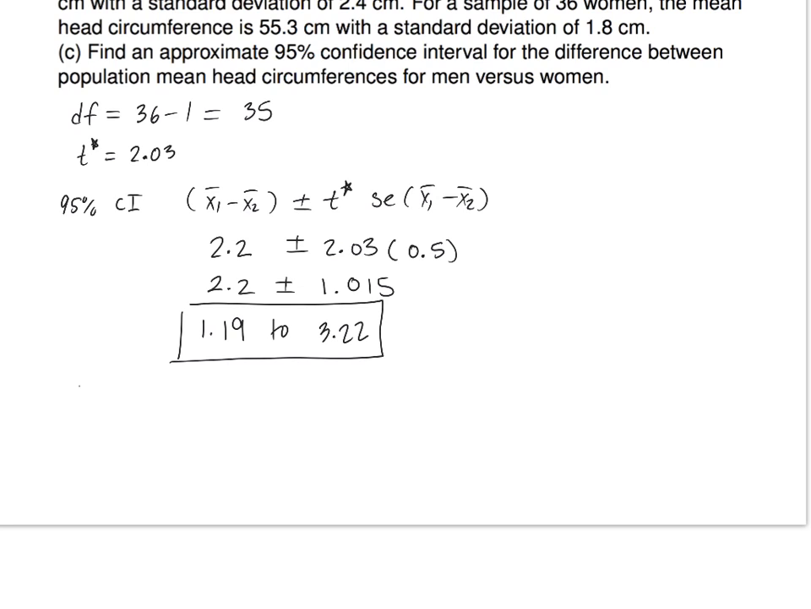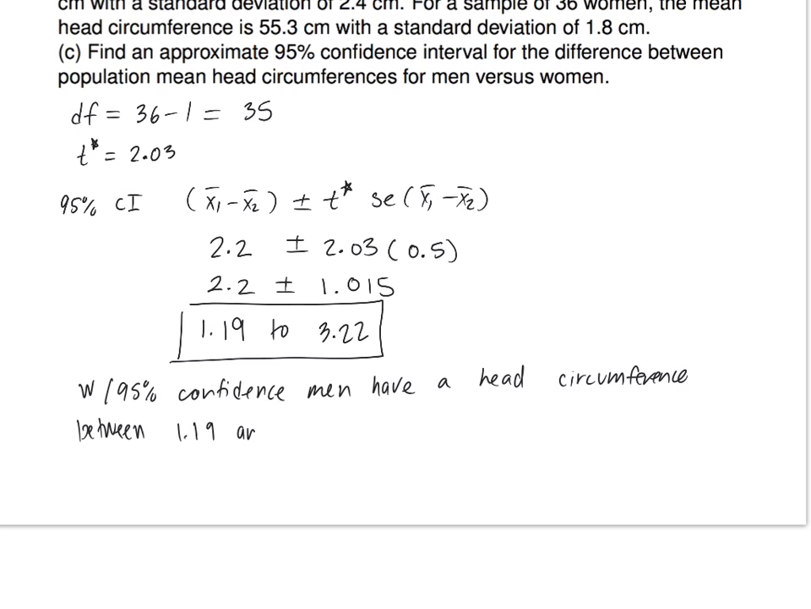Let's just write one small little sentence. So with 95% confidence, men have a head circumference between 1.19 and 3.22 centimeters larger than women. Does that make sense?